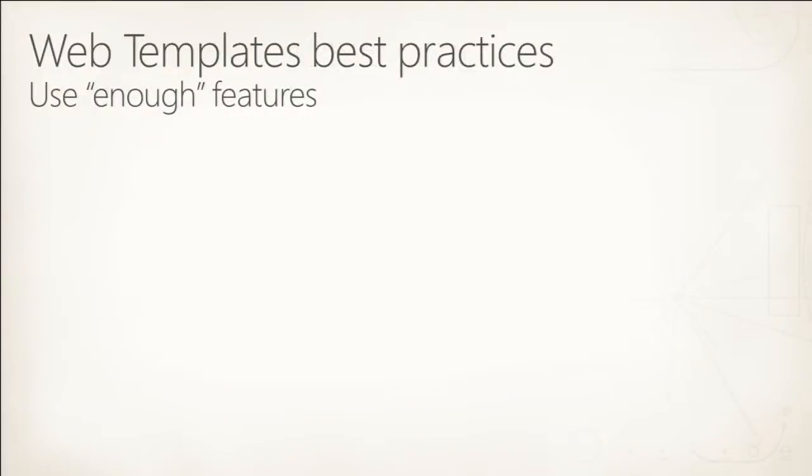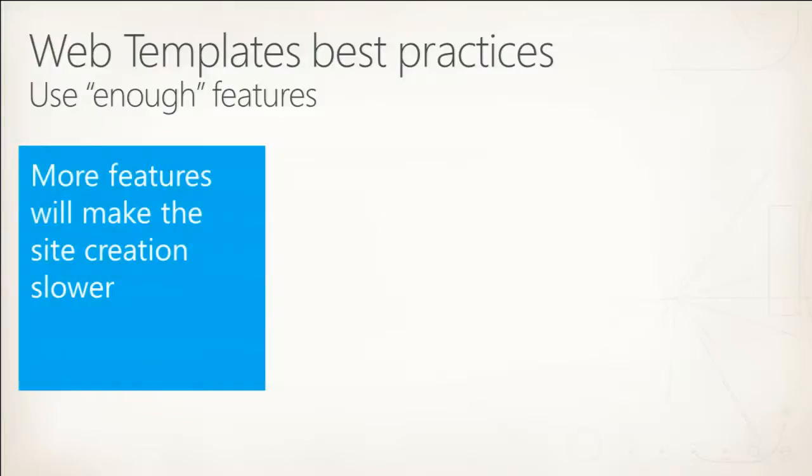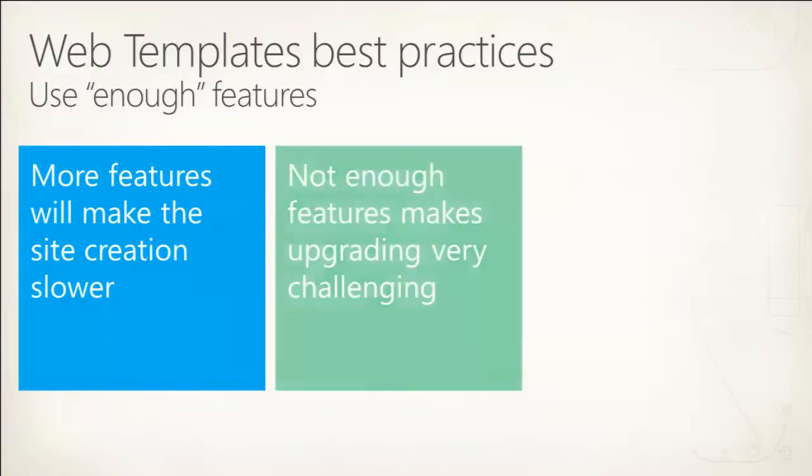A couple of best practices for web templates. Make sure that you don't use too many features. If you use too many features, it will slow down site creation a lot. I've seen one project where every custom site column was stored in a separate feature. So it was like 64 features that had to be activated when a site was created. So it took about 10 minutes to create a single site. That's not acceptable to a user. So keep that in mind.